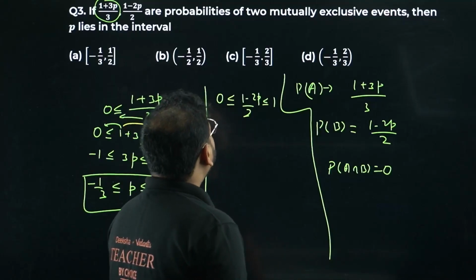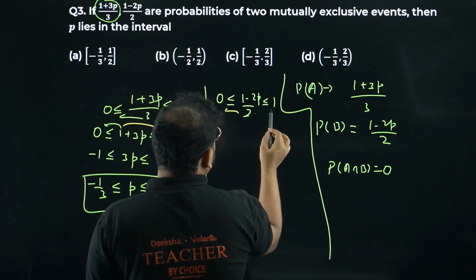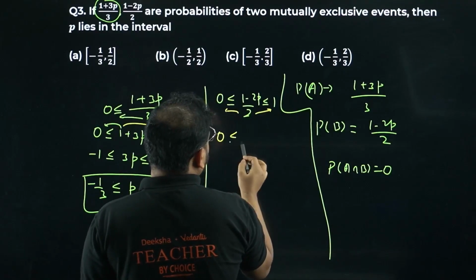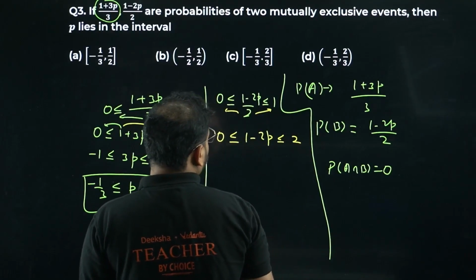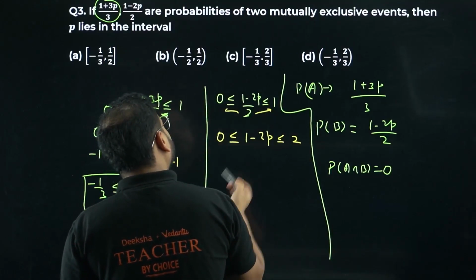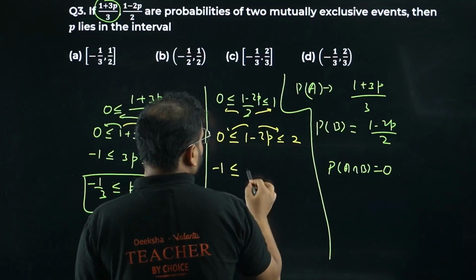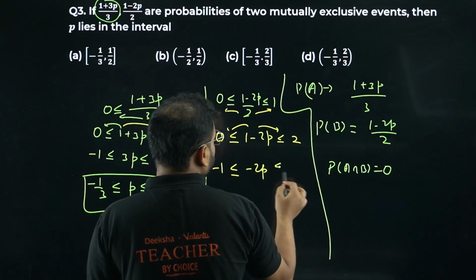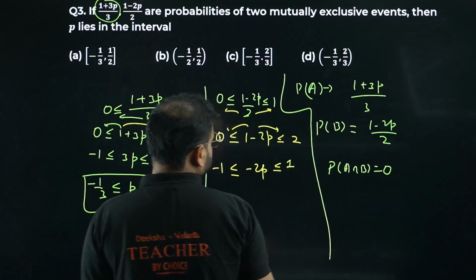Please check. Second event: if I move this 2 on this side, I get 0 less than or equal to 1 minus 2p less than or equal to 2. Now I'm going to do one thing. Move 1 on this side and 1 on this side. I get minus 1 less than or equal to minus 2p less than or equal to 2 minus 1, right? So plus 1, simply plus 1.